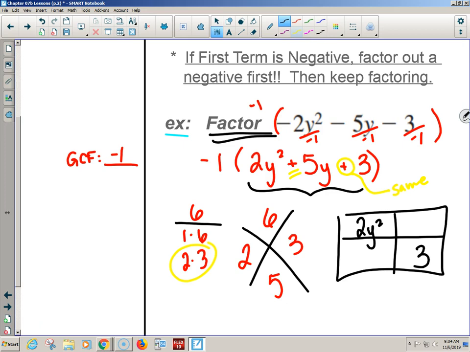Okay, check it. First term goes upper left. Last term goes bottom right. Now I need to fill in. Wait, I'm missing 2 things. What did you just find? 2 and 3. Yeah. But careful, Jerry. When we put in the 2 and put in the 3, what do we have to put with the 2 and with the 3? Yeah, the y's. Okay. Our box is good.